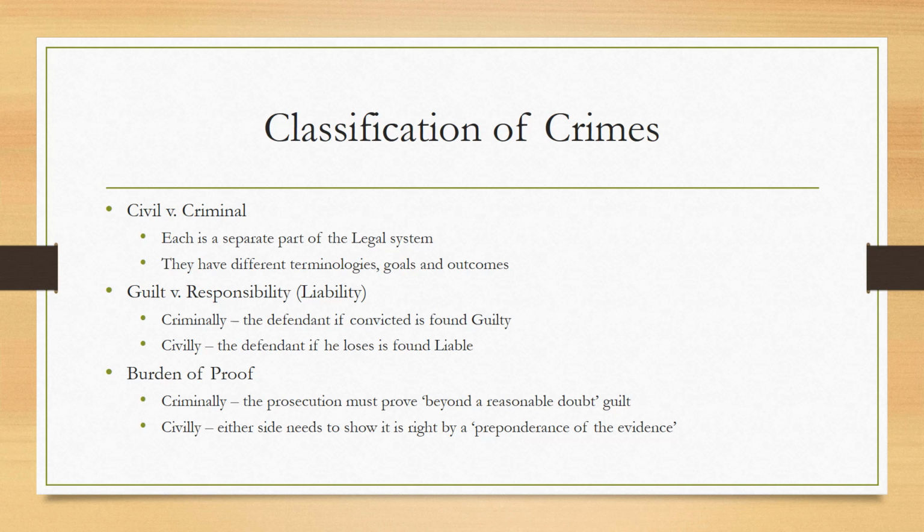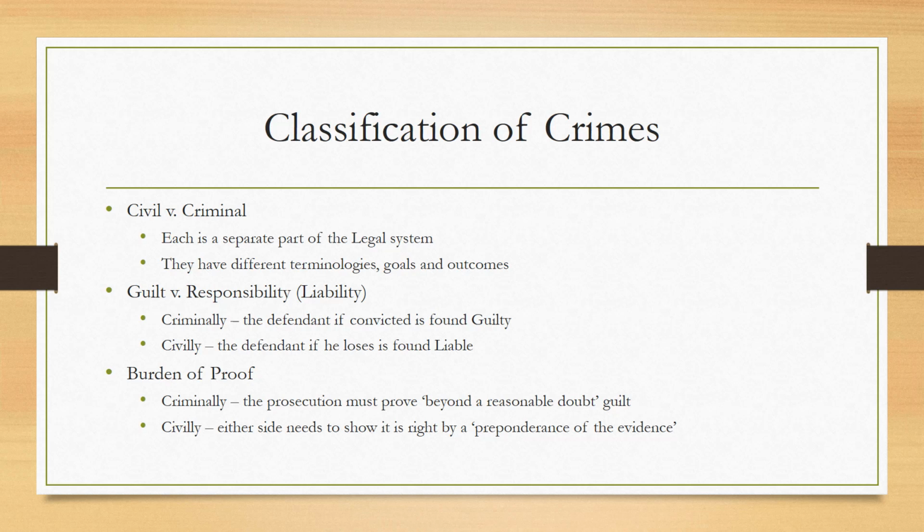One of the differences is how we determine and what the result is, the liability issue, we'll say, or the guilty issue. Criminally, if you are convicted of a crime, you are found guilty. That is the name of your sentence. Civilly, if you are found liable, okay, you wind up paying money. So criminally we use the term guilty, civilly we use the term liable.